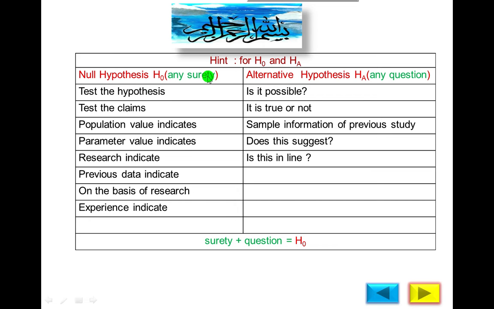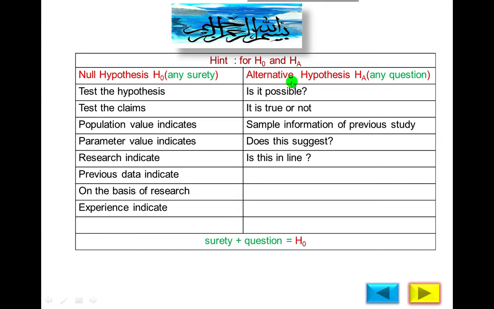So any surety indicates the null hypothesis, because a claim depends on large experience, large data. Test the hypothesis, the order is given here. So any surety indicates the null hypothesis.